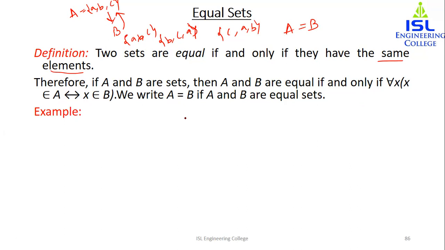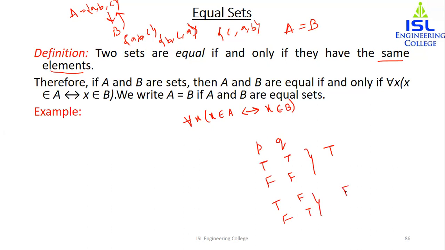Now, why particularly this condition for all x belongs to A? Why are we particularly using the symbol of bi-implication? The reason is, if you remember, the property of bi-implication is that if P and Q have the same truth values, if both of them are true or both of them are false, then it results in true. And if they have opposite truth values, then it results in false. Basically, I'm simplifying the truth table.